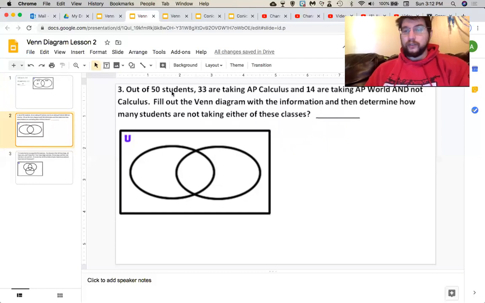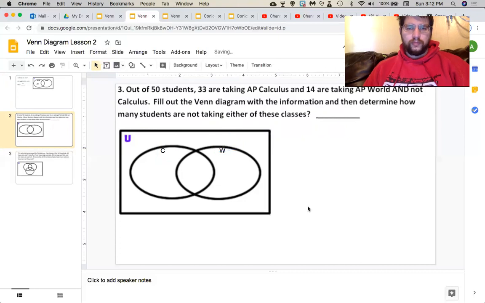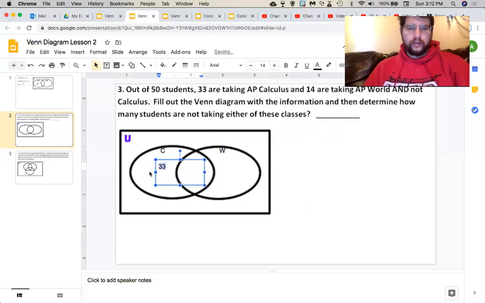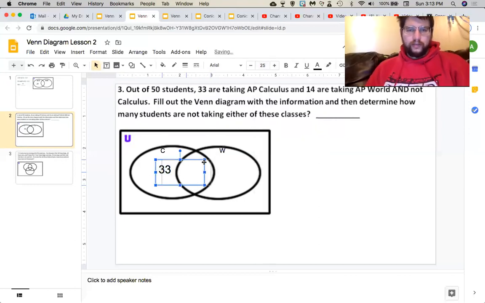Our universal set is 50 students, so we know all together is 50. 33 are taking AP Calculus. So let me label these. I'm gonna put a C for Calc and a W for World History. Okay, 33 are taking AP Calculus. So all this egg shape here is 33. So that includes the intersection part. So I'm gonna stick that right here so I know 33 is all this stuff.